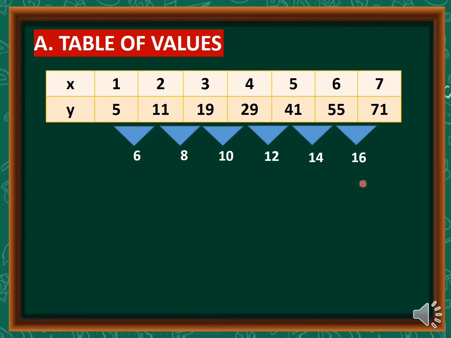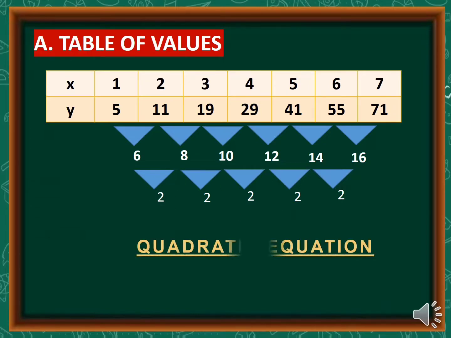So, therefore, kita natin, magkakaiba pa, no? So, let us find their second difference. Second differences are 16 minus 14, we have 2. 14 minus 12, 2. 12 minus 10, we have 2. 10 minus 8, 2. 8 minus 6 is 2. So, therefore, nag-equal na siya, no? So, if they have the same differences in their second differences, so therefore, it is an example of a quadratic equation.